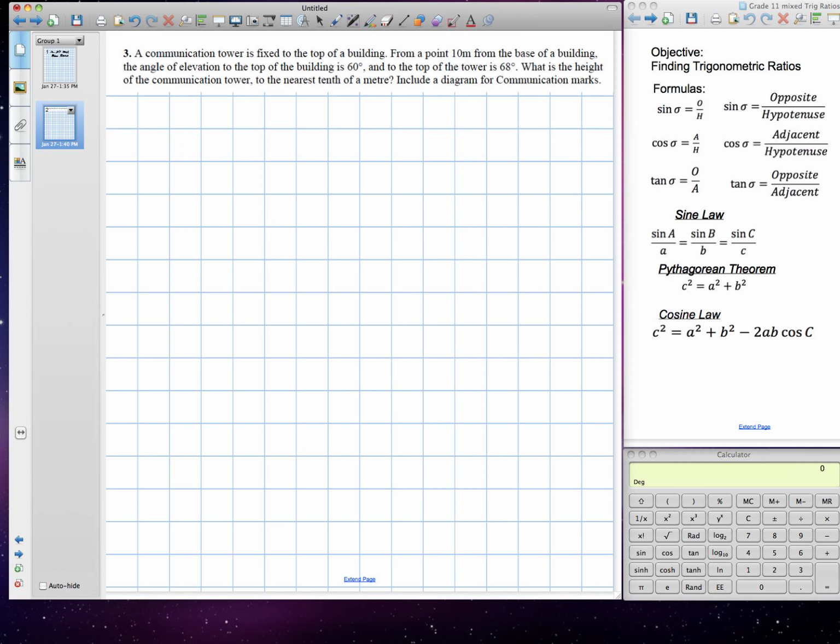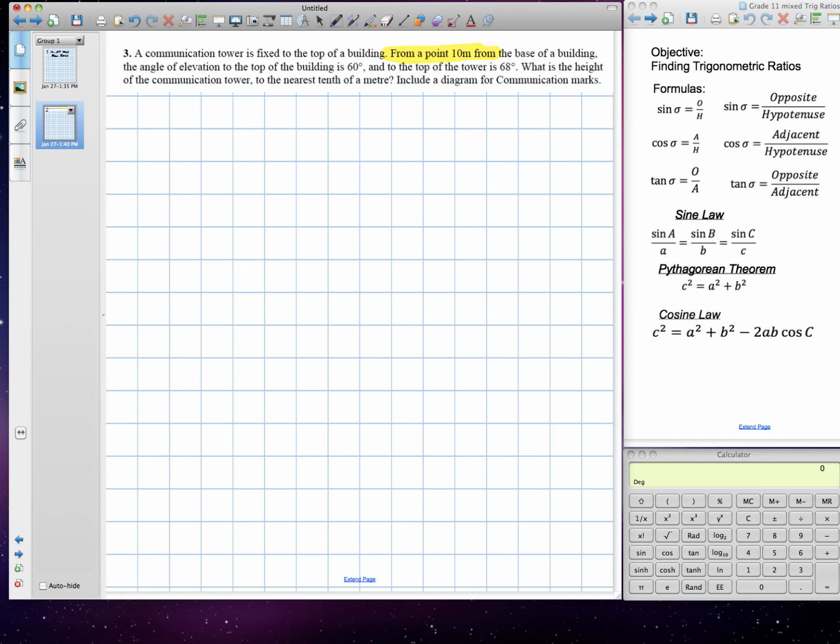A communication tower is fixed to the top of a building, from a point 10 meters away. On your exam, make sure you highlight anything that is important in a word problem so that when you reread it, it'll make more sense to you. So, from a point 10 meters from the base of the building.